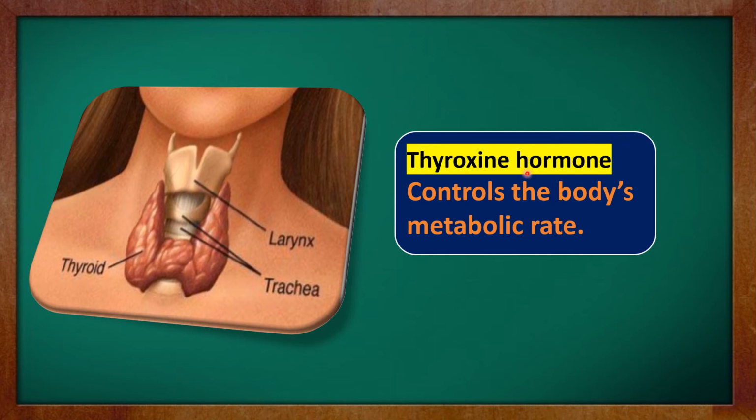Next, we have the thyroxine hormone. It controls the body's metabolic rate. Okay, so this is our thyroid. This is our larynx, trachea, and it is where our thyroid is located. So we have what we call the thyroxine hormone, which controls the metabolic rate of our body.